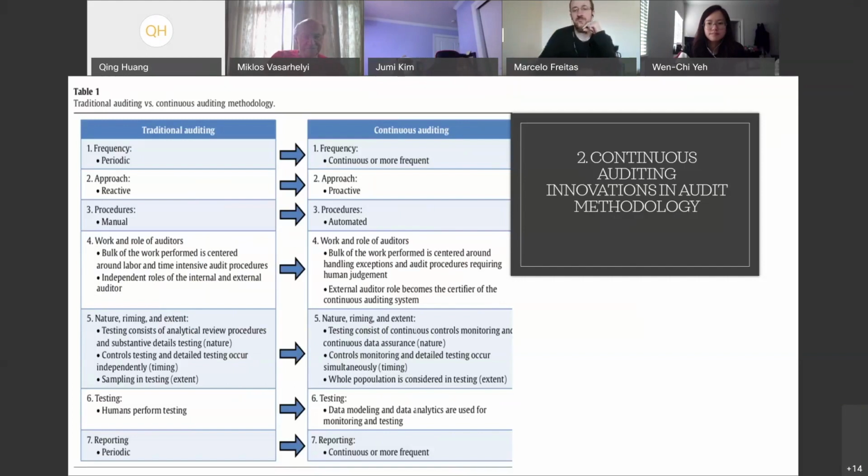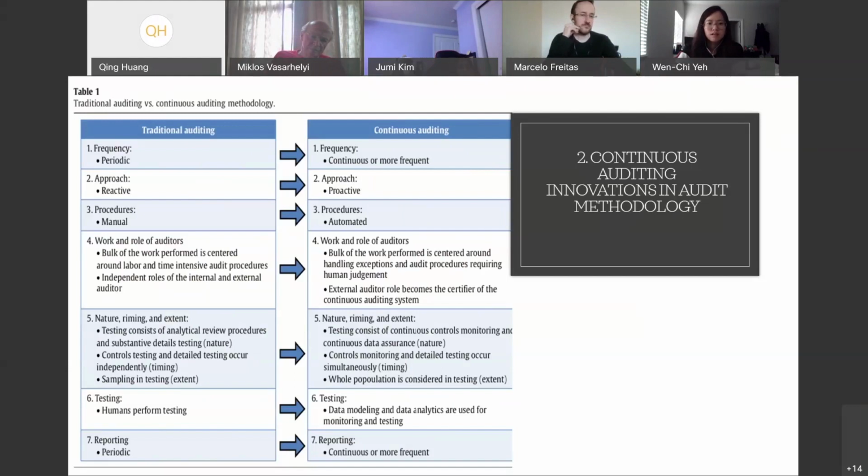The next one is about the work and the roles of the auditors. The audit procedures used for transaction and compliance verification are automated in continuous auditing. So the auditors' main role is to investigate irregularities and exceptions, and to deal with audit procedures requiring judgment and professional skepticism. The implementation of continuous auditing should be done by the internal auditors because they have a large amount of data and the frequency of monitoring and testing required. So the role of external auditors may eventually evolve to become an independent certifier of the internal auditors' continuous auditing system.